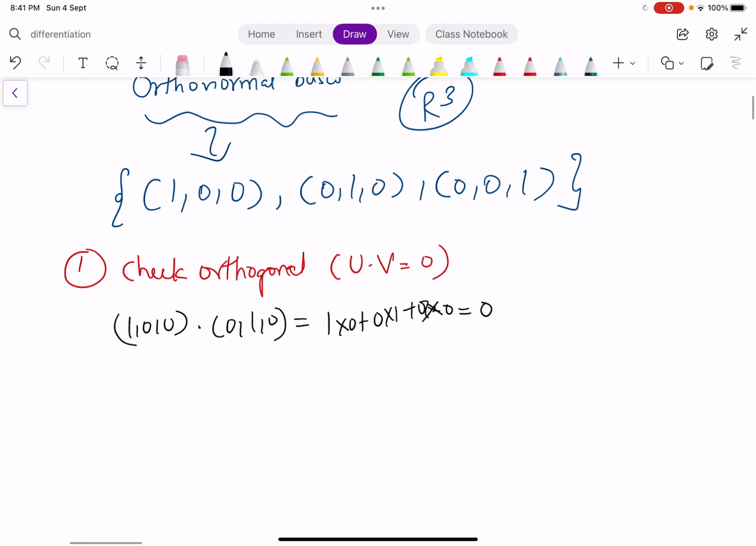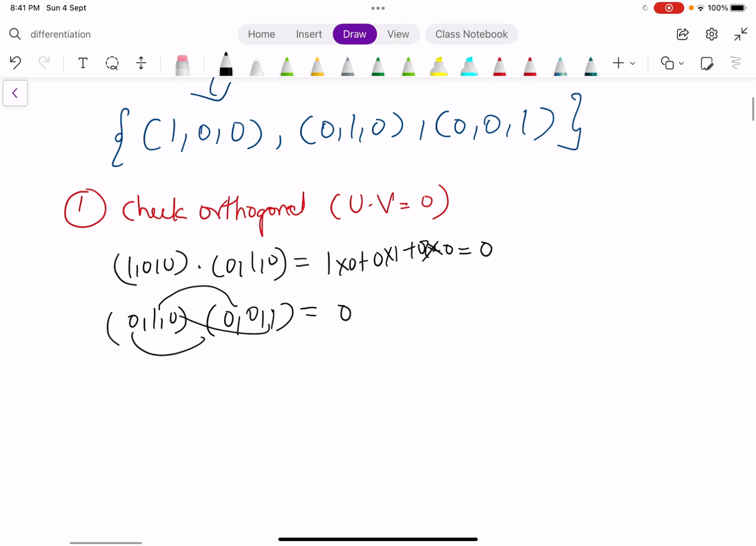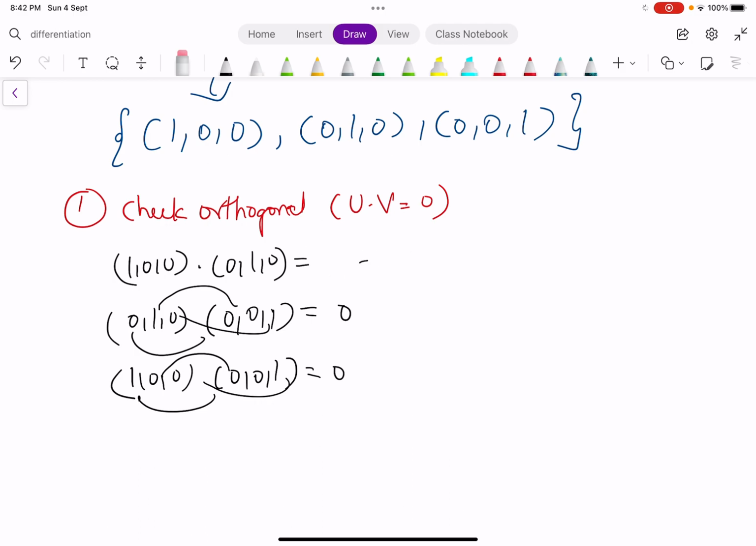Let's do it for the next two vectors as well, (0, 1, 0) and (0, 0, 1). When we do it for these two vectors, you will get 0 into 0 plus 1 into 0 plus 0 into 1, which is again going to be 0. And let's similarly check it for the last two vectors as well, the first and the last one, that is (1, 0, 0) and (0, 0, 1). You will see the dot product is just another 0. Let's just write it like that to save some space. So that means this is an orthogonal set of vectors.